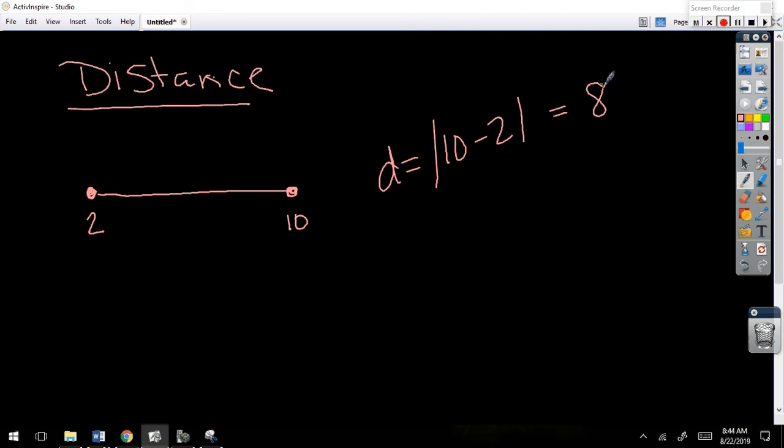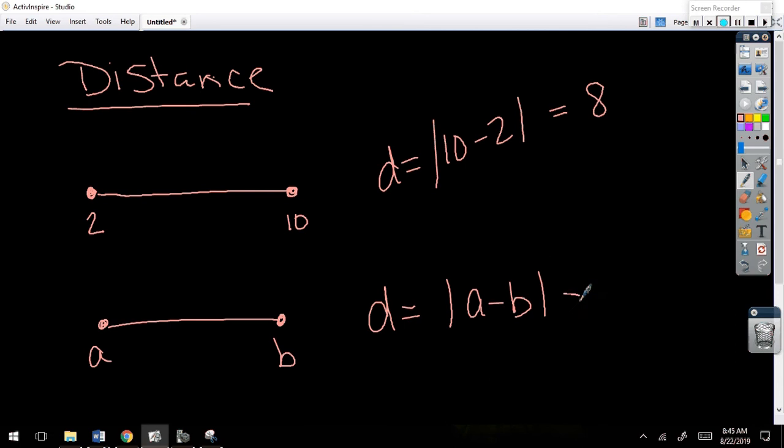So if the endpoints were, we'll make it more general, A and B, then the distance between A and B would be the absolute value, because I want to make sure it stays positive because distance is not negative, of what? What do I do inside those absolute values? Subtract what? A and B, that's right. So I can actually do A minus B. But because I'm in absolute value, this is the same thing as B minus A. You agree with that?